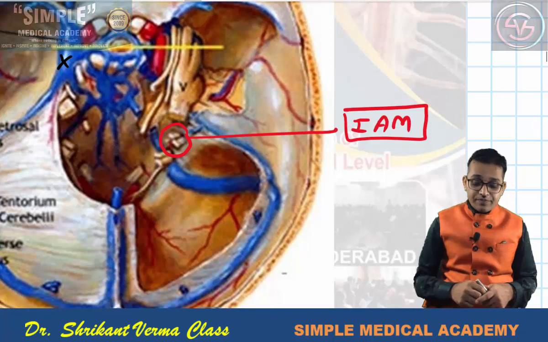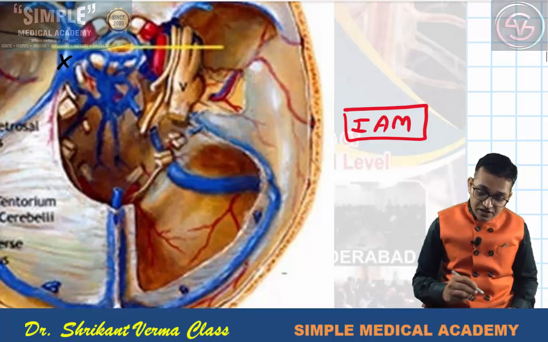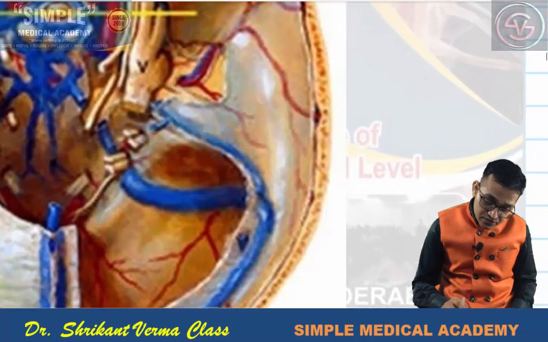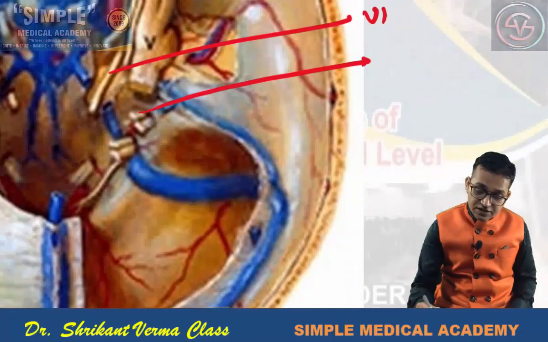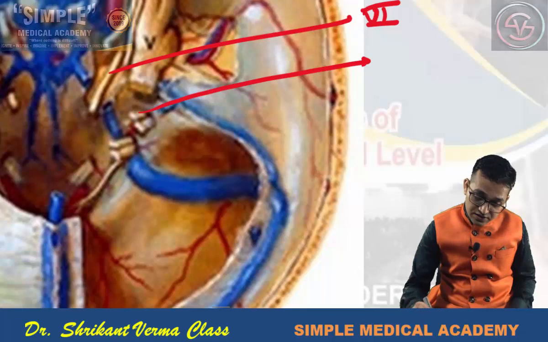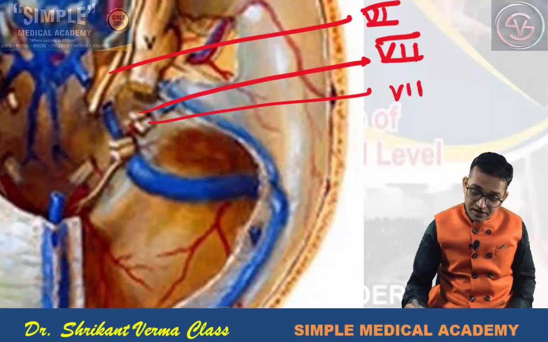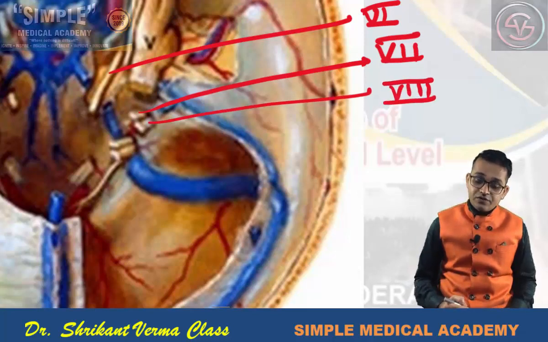Outside there is the external acoustic meatus. Can you observe within this internal acoustic meatus, the cranial nerves are passing. What are the cranial nerves? Yes, this was the sixth cranial nerve. So this is the seventh cranial nerve, and here is the next nerve, that is the eighth cranial nerve.